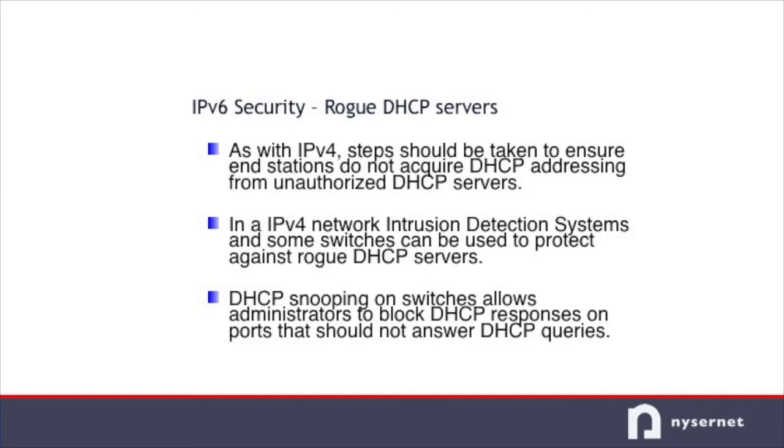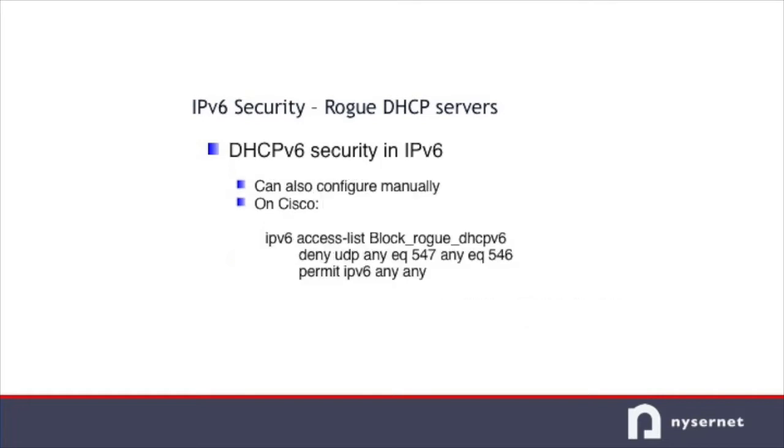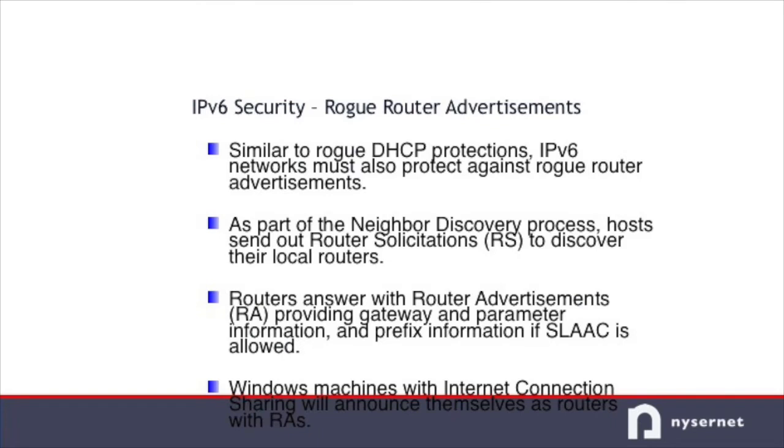Yes. So DHCPv6 security in IPv6. Again, snooping is integrated in many of the modern switches. There's some documentation there for Cisco, Juniper, and HP. I try to be a little bit vendor agnostic here. Again, depending on what hardware you have deployed, that might not be an option for all of your switches. You can also configure it manually. So you can do a manual access list on your ports that block any host-based ports from applying to DHCPv6 queries. Same thing with Juniper there. And again, these slides will be available later on.